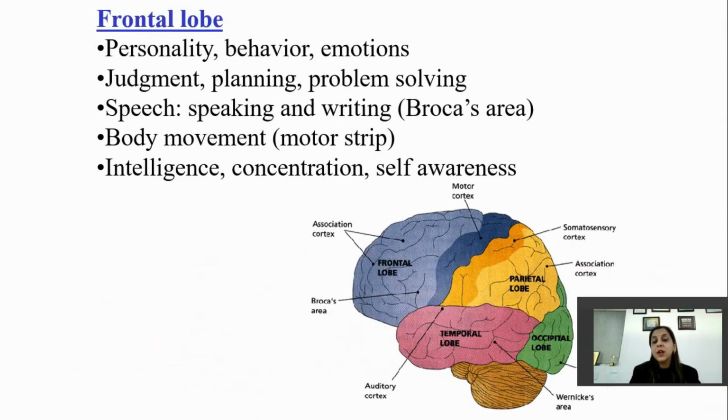First of all, the frontal lobe. This is the central sulcus, and in the frontal lobe we have the motor area and Broca's area. Two areas are present in the frontal lobe. The first one is the motor area, that is areas number 4, 6 and 8, and another one is Broca's area, that is the speech area, the motor speech area. Another area present in the frontal lobe is the associated cortex that helps the motor cortex do the frontal lobe tasks, that is speech, body movement, intelligence, emotions, etc.